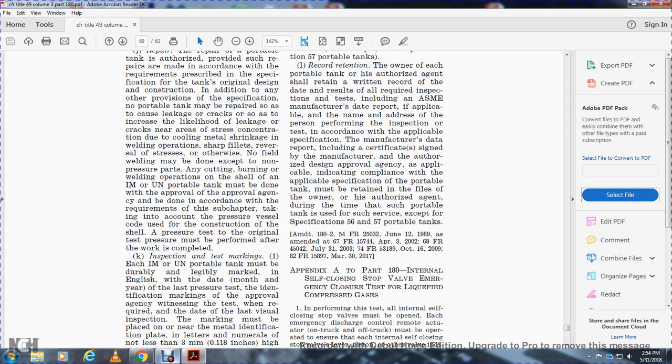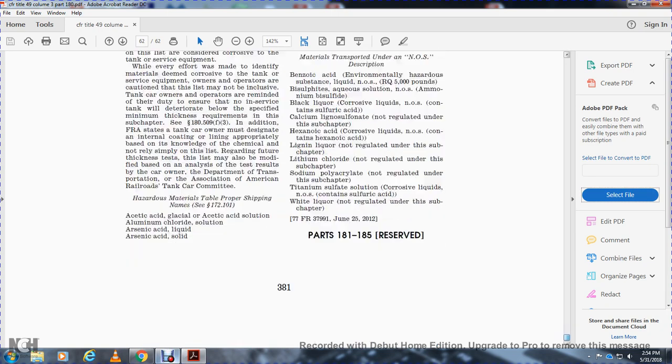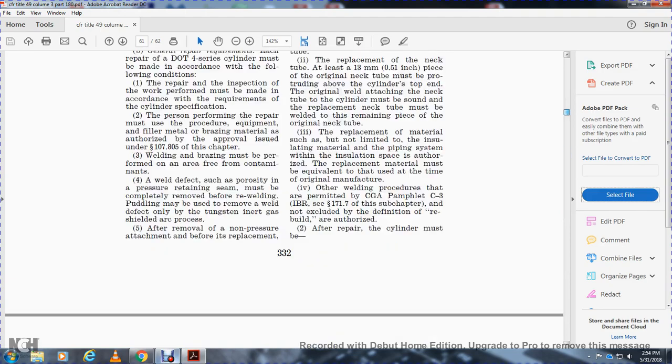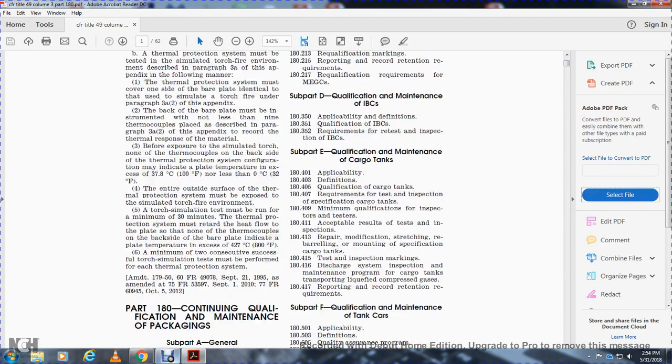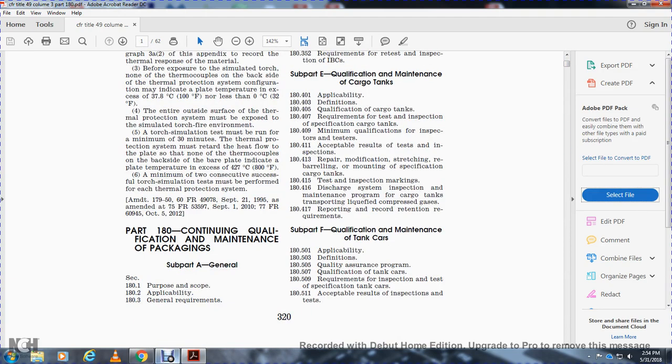Alright, Appendix A, I don't read the appendixes, but that completes Part 180, Continuing Qualification and Maintenance of Packagings.